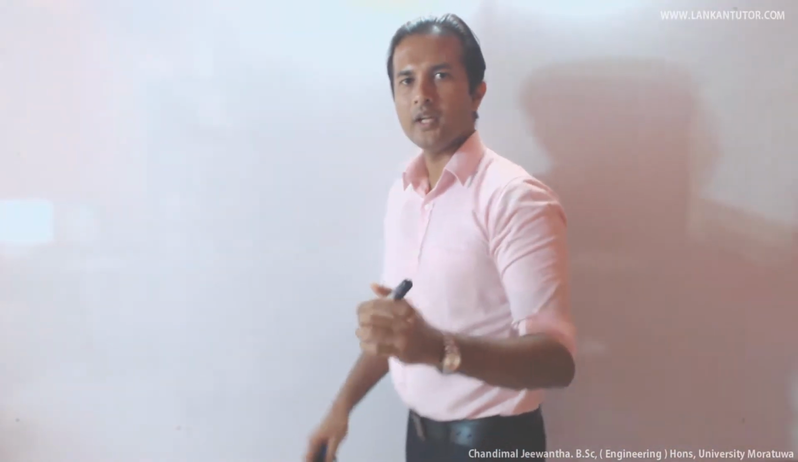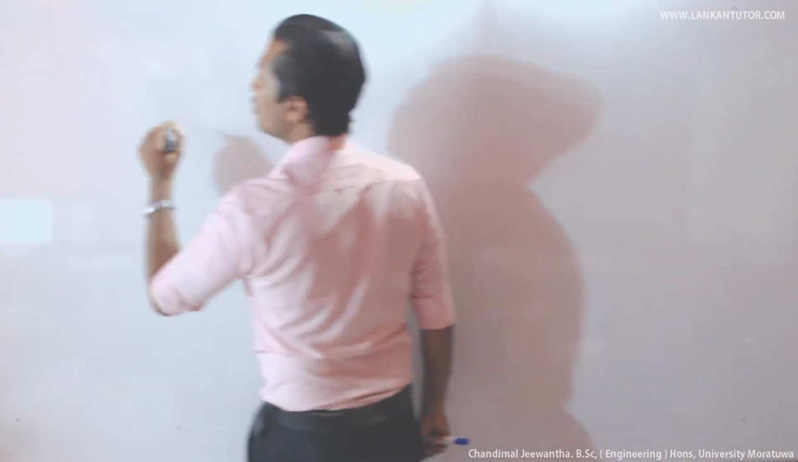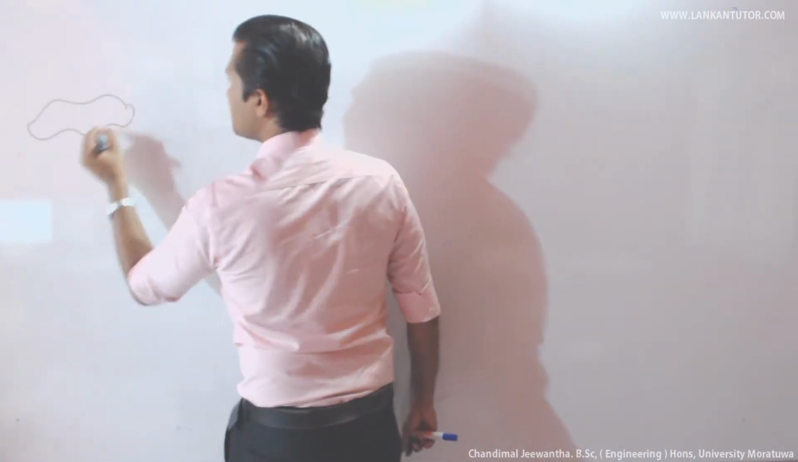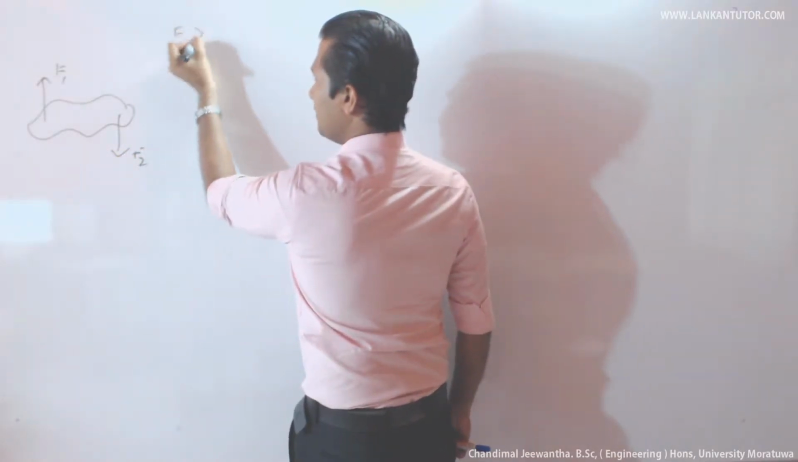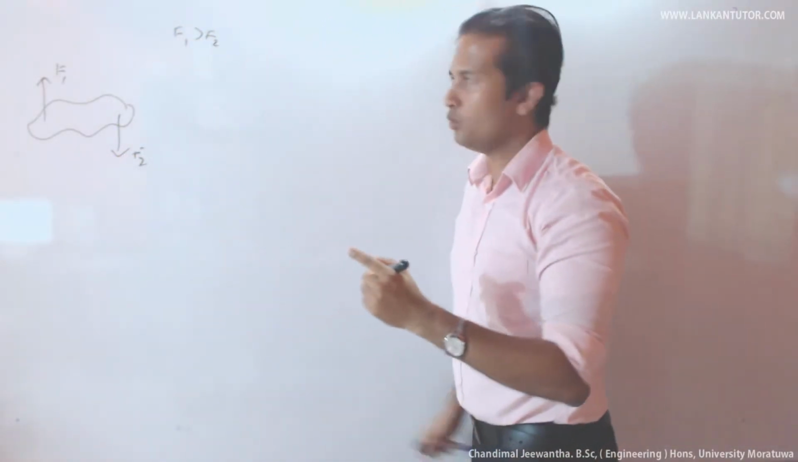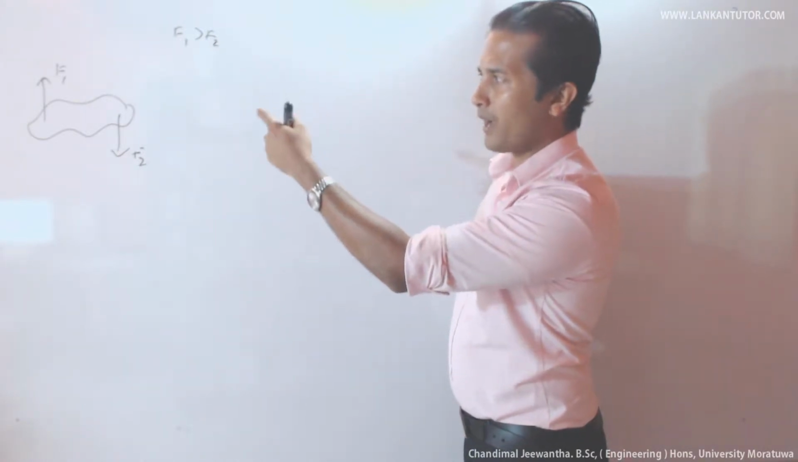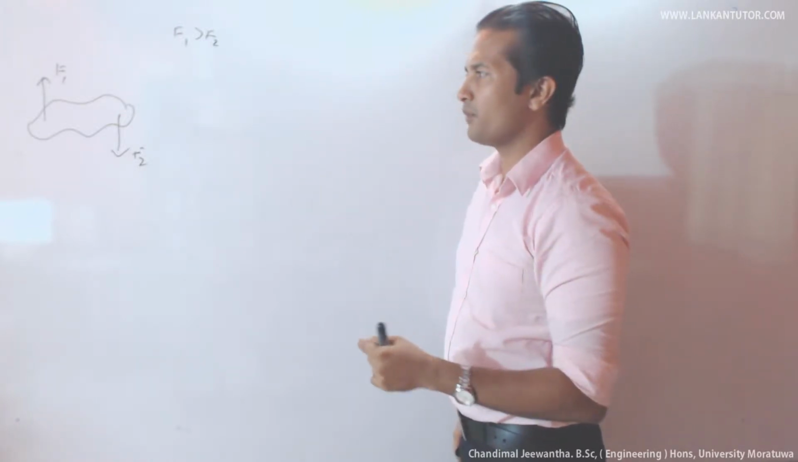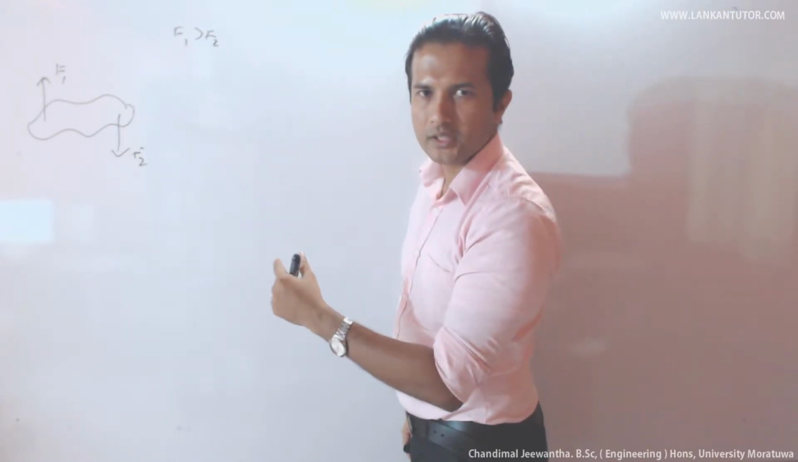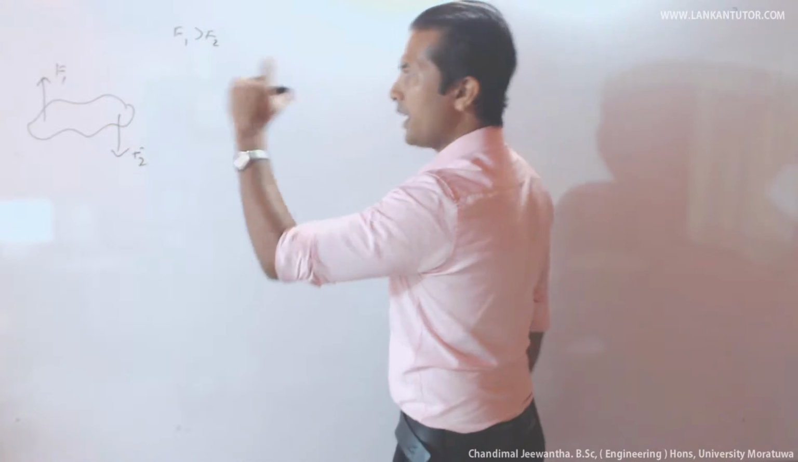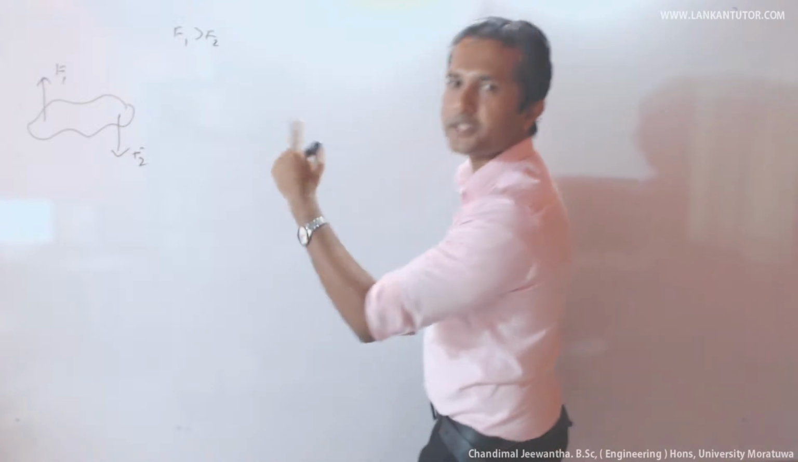Okay, let's consider equilibrium of an object under two coplanar forces. Let's consider F1 and F2. Here you are given F1 is greater than F2. So what happens there? The resultant is there. The magnitude should be F1 minus F2 because those two forces are parallel, but the directions are opposite. So there is a resultant. Therefore, you can't take the object as being in equilibrium.